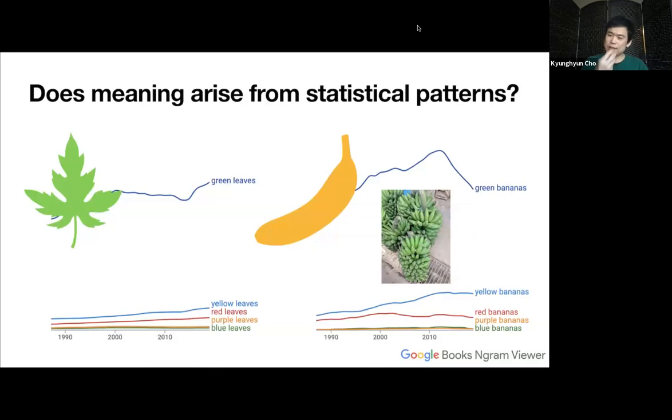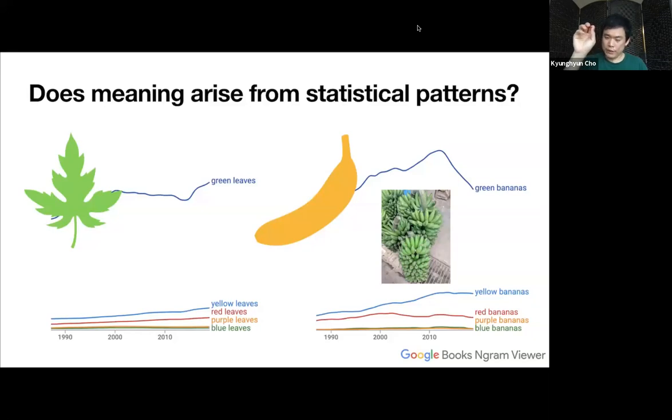This actually gives us a sense of the meaning of the word leaves as well, because these are the words that co-occur together with the word leaves. And these curves tell us the frequency at which these words co-occurred across time, and across time it has been largely stable. Now, on the right side of this slide, we see the same thing, but instead of leaves, I use bananas. An interesting thing we see is that we get exactly the same order of the colors when they co-occur together with bananas.